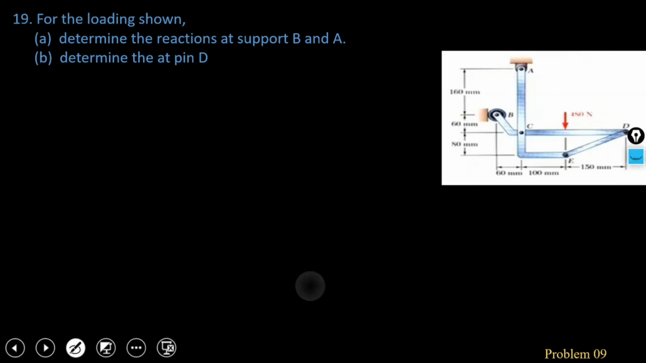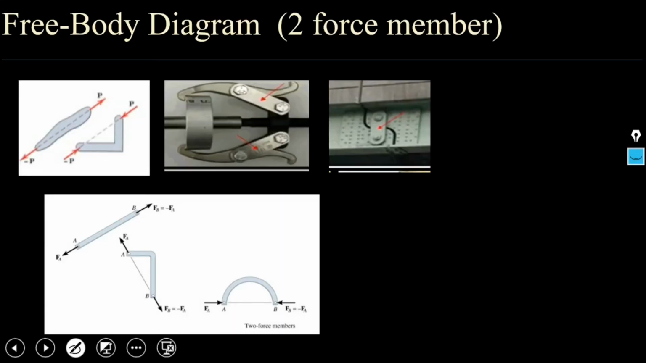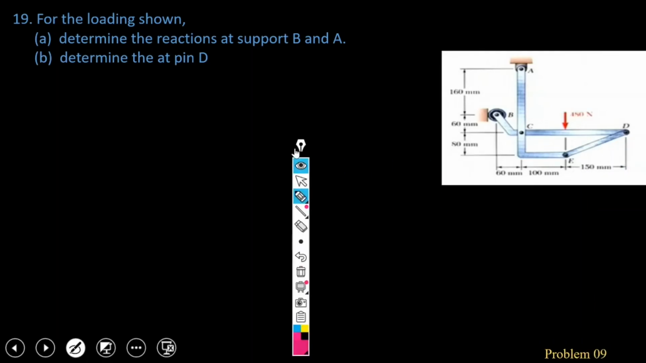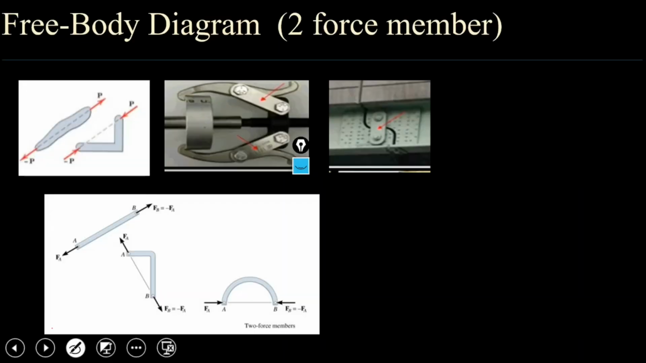And part B, to determine the reaction at pin D. The connection at D is two hinges, at point E and point D. This is the two force member. Unlike at a pin joint, where we have two reactions, horizontal and vertical, you can see here it will be under equilibrium like as shown in the figure.